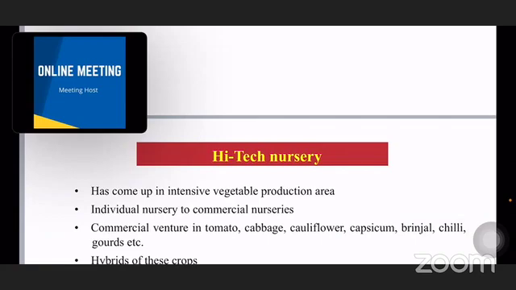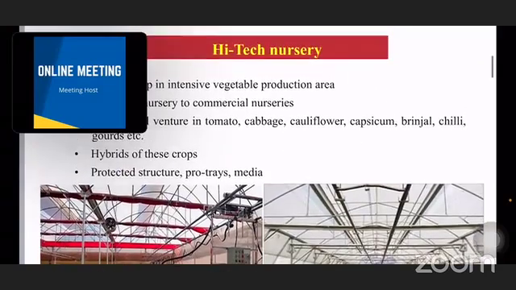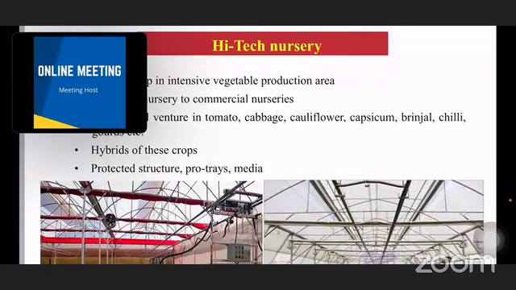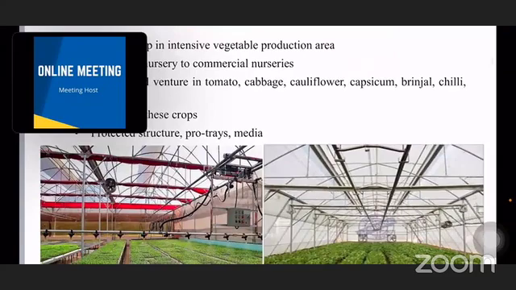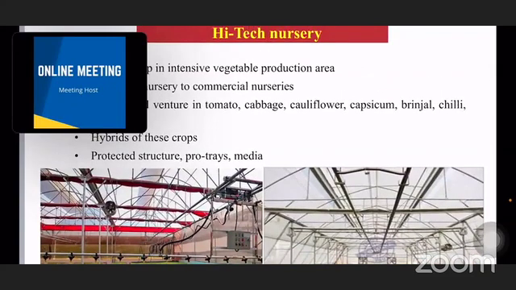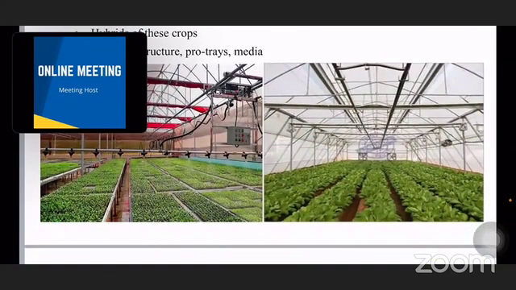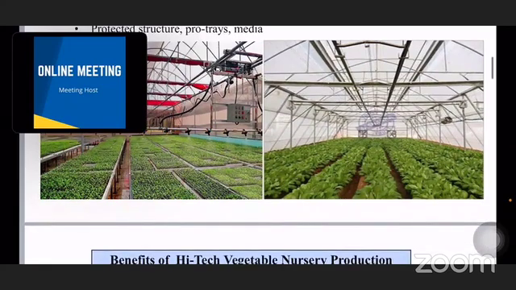Then coming to the high-tech nursery, by using this we can commercialize our nurseries, mainly for crops like tomato, cabbage, cauliflower, capsicum, brinjal, and chili. Mainly in high-tech nurseries, we usually use hybrid seeds and hybrid varieties, because the seeds are very costly. We pay about 8 to 10 rupees per seedling, so we have to take care very carefully.